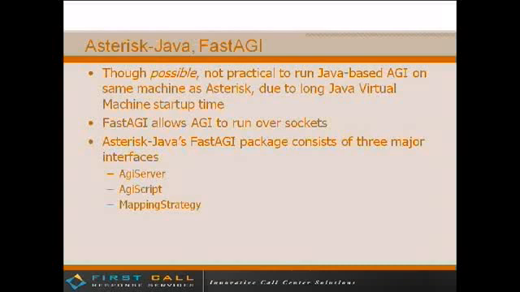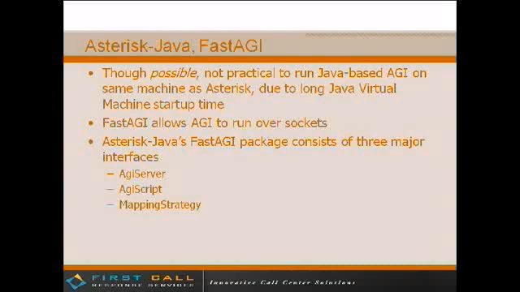It is possible, I've been told, to run Java AGI on the Asterisk box, although everybody I've talked to said, yeah, I don't want to do that. Not a good thing. So the solution that Asterisk-Java suggests, which makes perfect sense, is to use Asterisk's FastAGI, which allows you to run the same AGI, but now you're going to run it over sockets instead of off the local machine.